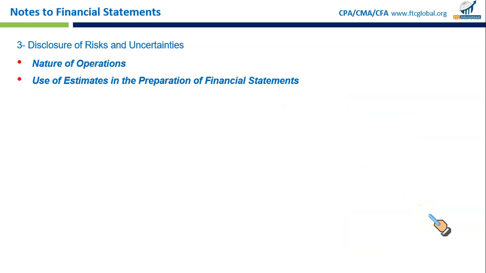It's just a guess. So the important point that I want to make is that the company needs to include in the footnotes that it uses estimates in preparing financial statements, and the actual results may be different from these estimates, so that the readers are not misled.